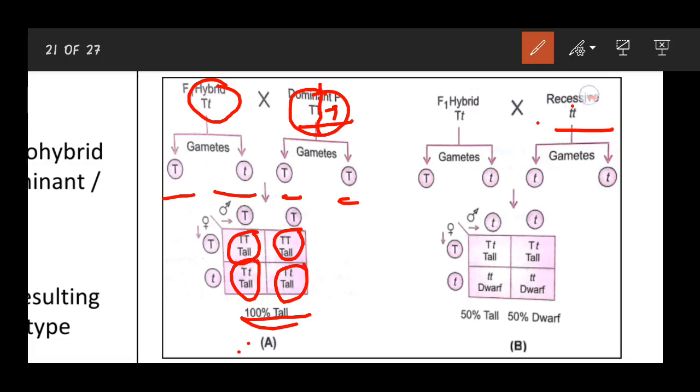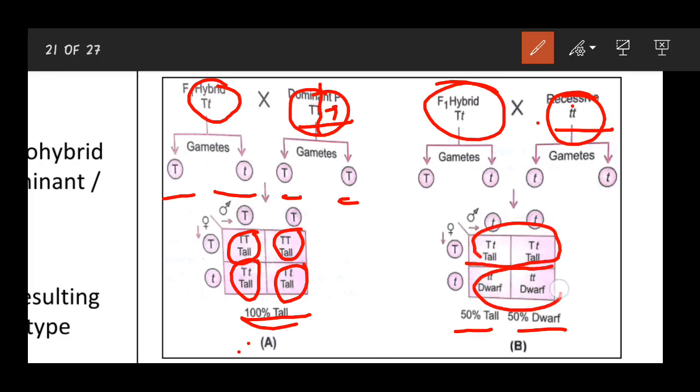Now what will happen when you cross the F1 hybrid or heterozygote with the recessive parent? The same thing, you can represent it like this. You have 50% tall and 50% dwarf. That means you have 2 which are capital T small t and the other 2 which are small t small t, which gives you a ratio of 2:2, which can also be written as 1:1. This is the ratio.